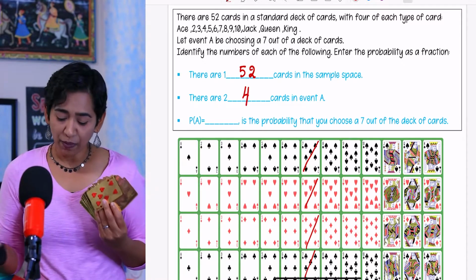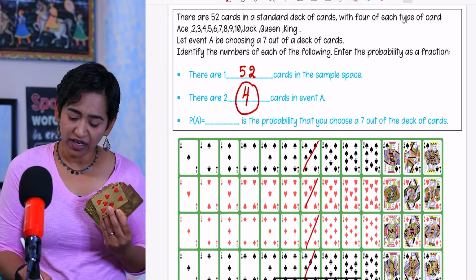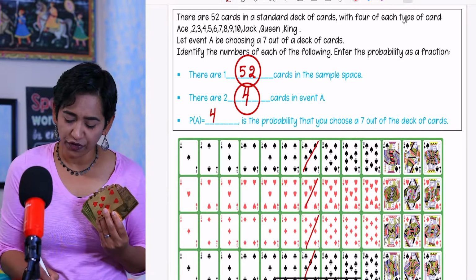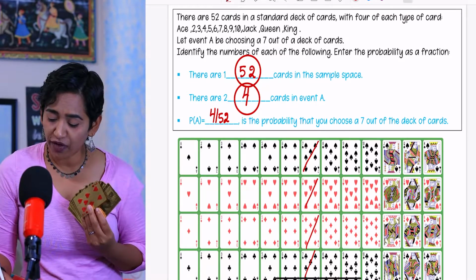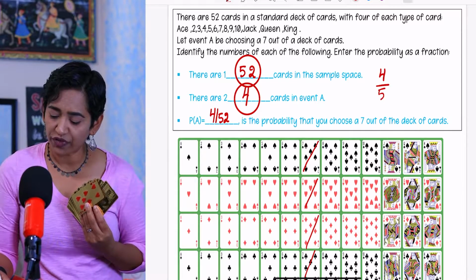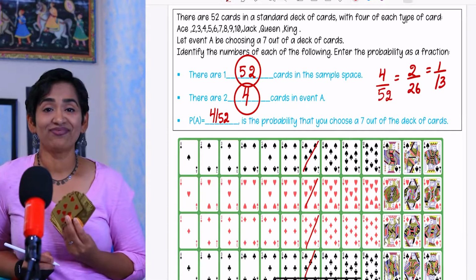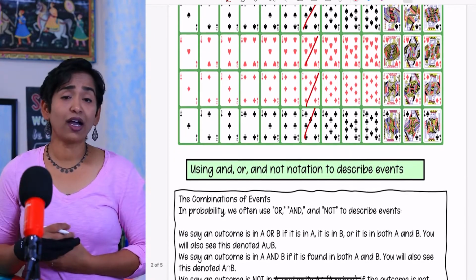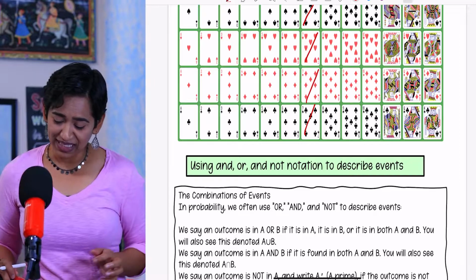Fair enough? And the probability is simply the outcome of the events divided by the sample space, which is 4 over 52. So far so good, you always have to reduce your final answer. So 4 over 52 is 2 over 26, which is 1 over 13. Fair enough? All right. If you're doing a deck of cards, I highly recommend having a picture of a deck of cards. That way you don't make a mistake.